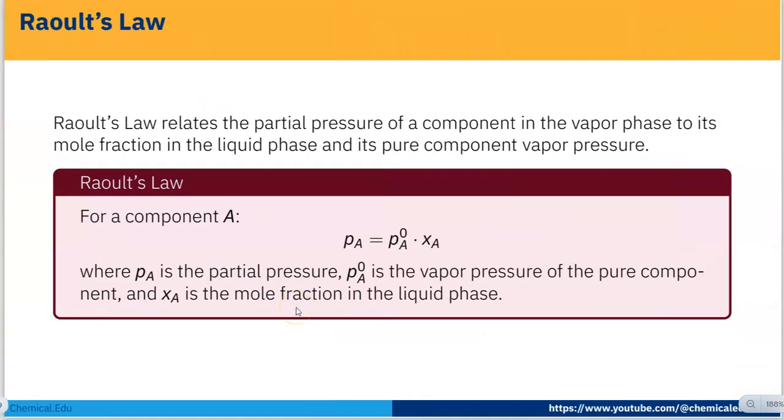Now Raoult's law. Raoult's law relates the partial pressure of a component in the vapor phase to its mole fraction in the liquid phase and the vapor pressure of the pure component. For a component A, the partial pressure is the vapor pressure of the pure component into the mole fraction in the liquid phase. Here PA is the partial pressure, P0A is the vapor pressure of the pure component, and X is the mole fraction in the liquid phase. If we have a solution of A and B, the partial pressure of A is the vapor pressure of A into the liquid mole fraction Xi.